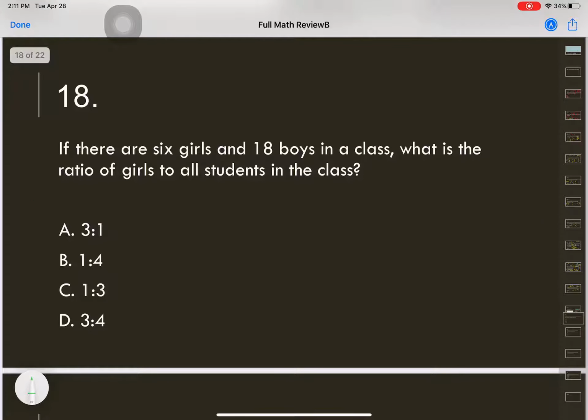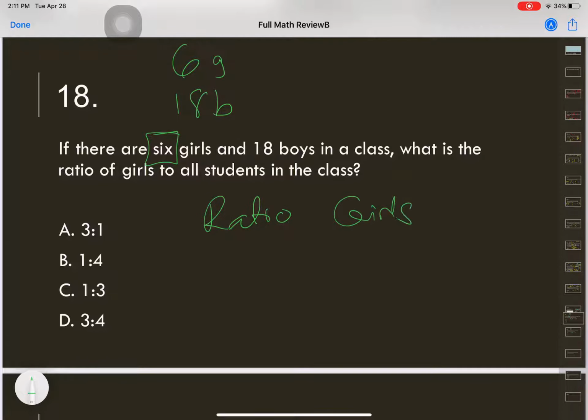If there are 6 girls, yet again, the word is written, so 6 girls and 18 boys in a class. What is the ratio of girls to all students? A lot of people will see this and they'll go, ooh, 6 to 18, done. Or 6 to 18 is 1/3, that's it. But that's boys. We want all.